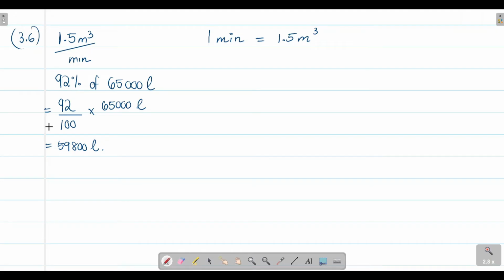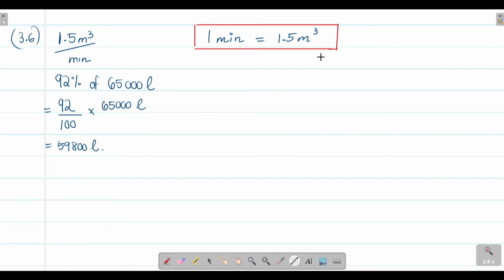However, we want to see if the time frame matches. Will the water be filled up at that time? We are already given the rate at which the water is filled. We are told that in 1 minute, we would have filled 1.5 meters cubed of water. So same thing here.